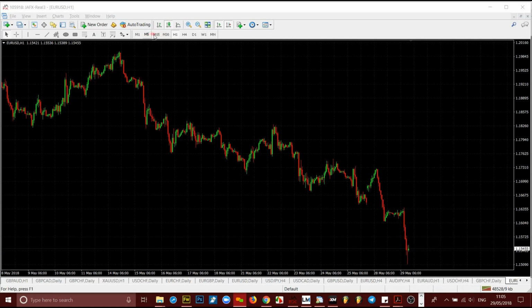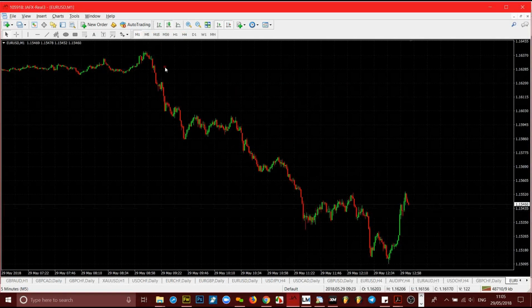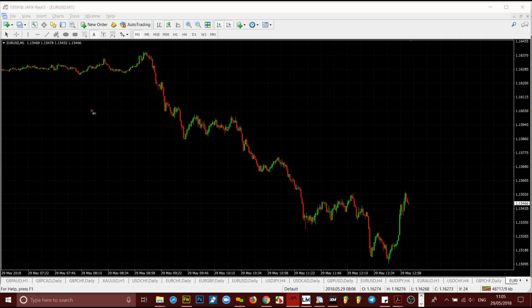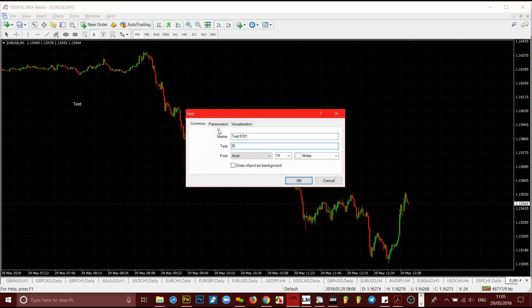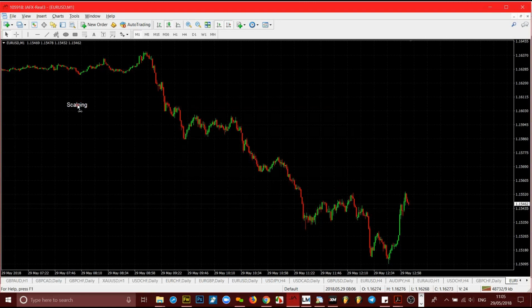I showed you this earlier. This is the 1 minute, 5 minutes, 15 minutes, 30 minutes, 1 hour, 4 hours, daily, weekly, and monthly. All of this is important. You can decide to trade on any time frame. When you are trading on the 1 minute time frame, it is called scalping, because you're just jumping in and jumping out. You will learn all of that eventually. It is called scalping because on the 1 minute, price is moving every minute.